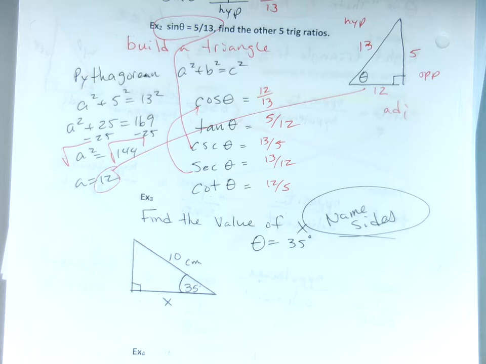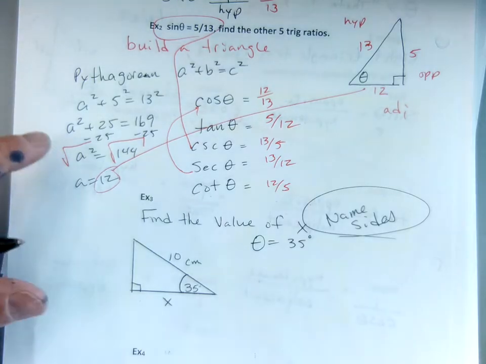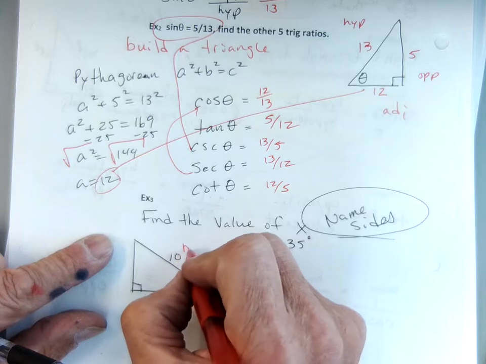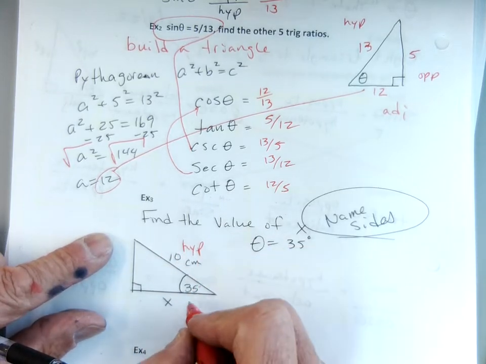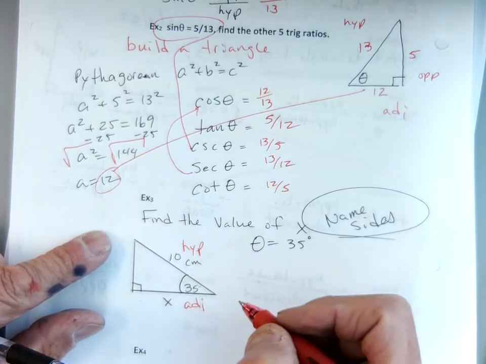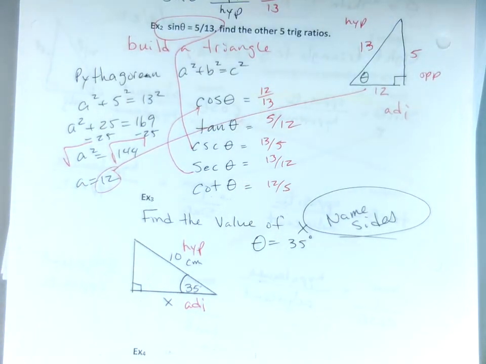I don't care about the opposite here. The 10 is called what? Good. And then the x is called what? Let's make sure we label this. So we know that the 10 is my hypotenuse, and my x is my adjacent. Now, we only need to use one of these because we only need to find one thing. Which one am I going to use?